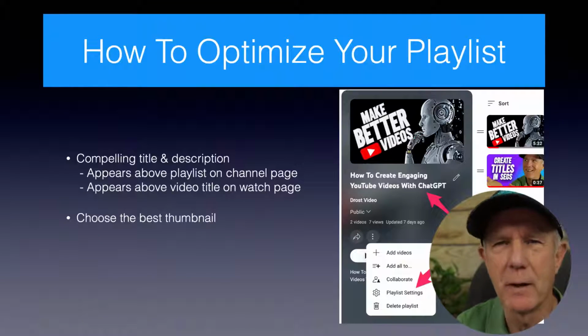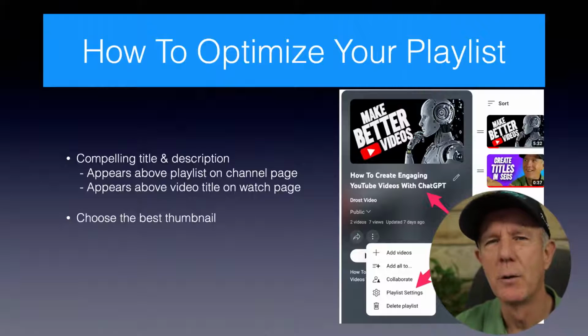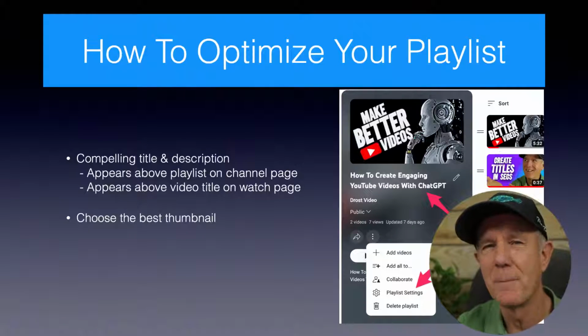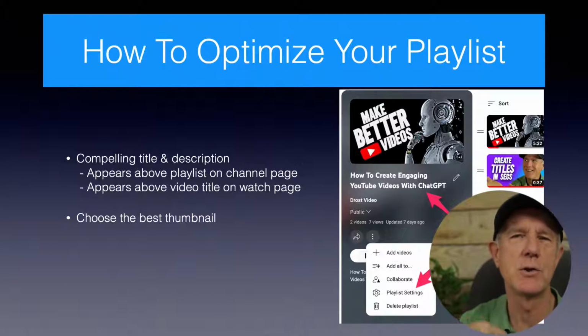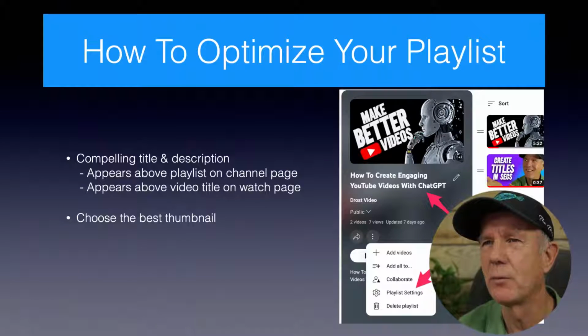Then with the thumbnail, you can choose from any of the thumbnails of the videos that are contained in the playlist. So choose wisely and choose the best thumbnail from any one of the videos in your playlist to use as your playlist thumbnail. A couple of different ways to optimize your playlist.